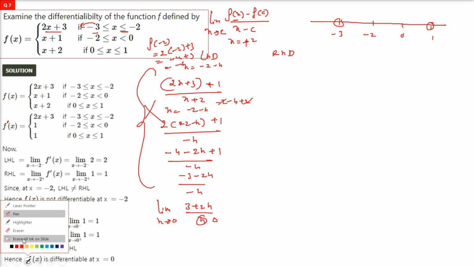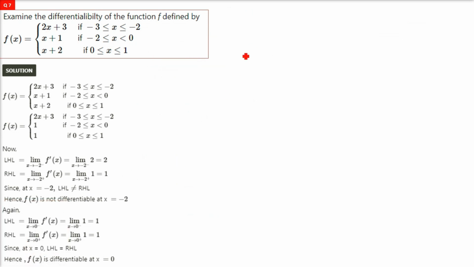For that, you have to do what? We have done the same thing in earlier questions also. So we have to check at minus 2 and 0. So f(x) is already there with us. What is this f(x)? f(x) is 2x plus 3, x plus 1, and x plus 2. Now f dash x, same here I'm going to find out. So the differentiation of 2x plus 3 is 2, x plus 1 is 1, x plus 2 is 1.